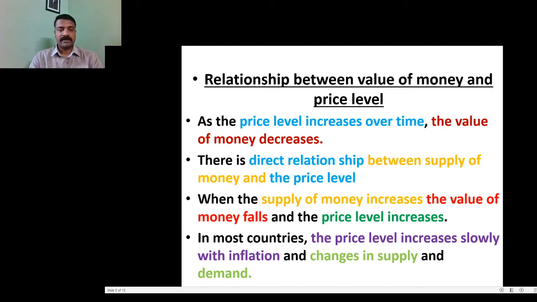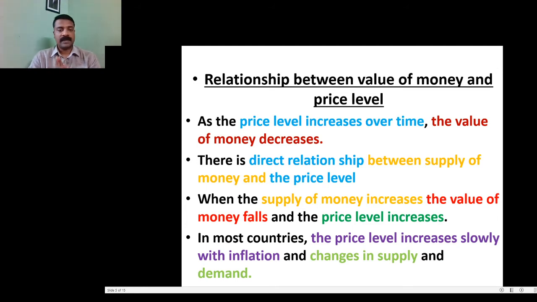Supply of money increases, the value of money falls, but the price level increases. When the supply of money increases, the value of money falls. Here, the supply of money and the price level have a direct relationship, and the supply of money and the value of money show an indirect or inverse relationship, or we say it's an opposite relationship.